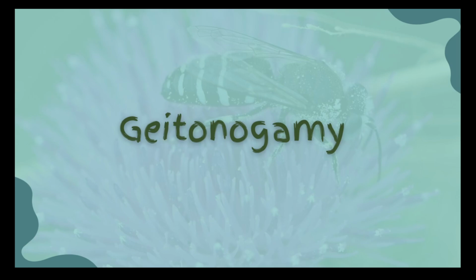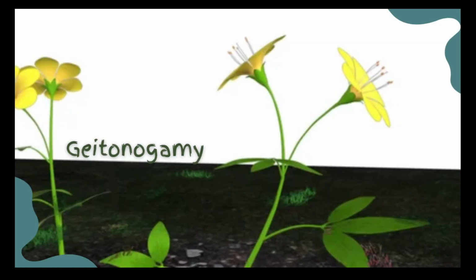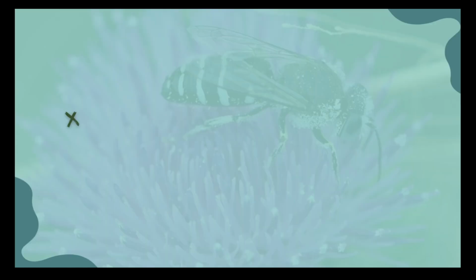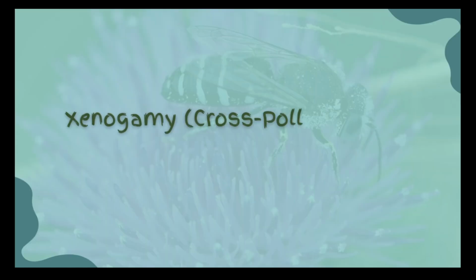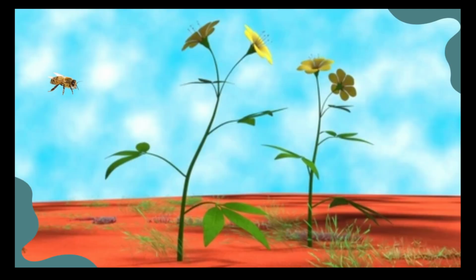Geitonogamy. When pollens of a flower pollinate any other flower present on the same plant, it is said to be geitonogamy. Geitonogamy is similar to autogamy since the pollen grains come from the same plant. Xenogamy or cross-pollination: here, the pollen grains from the anther of a flower of one plant are transferred to the stigma of the flower of another plant.